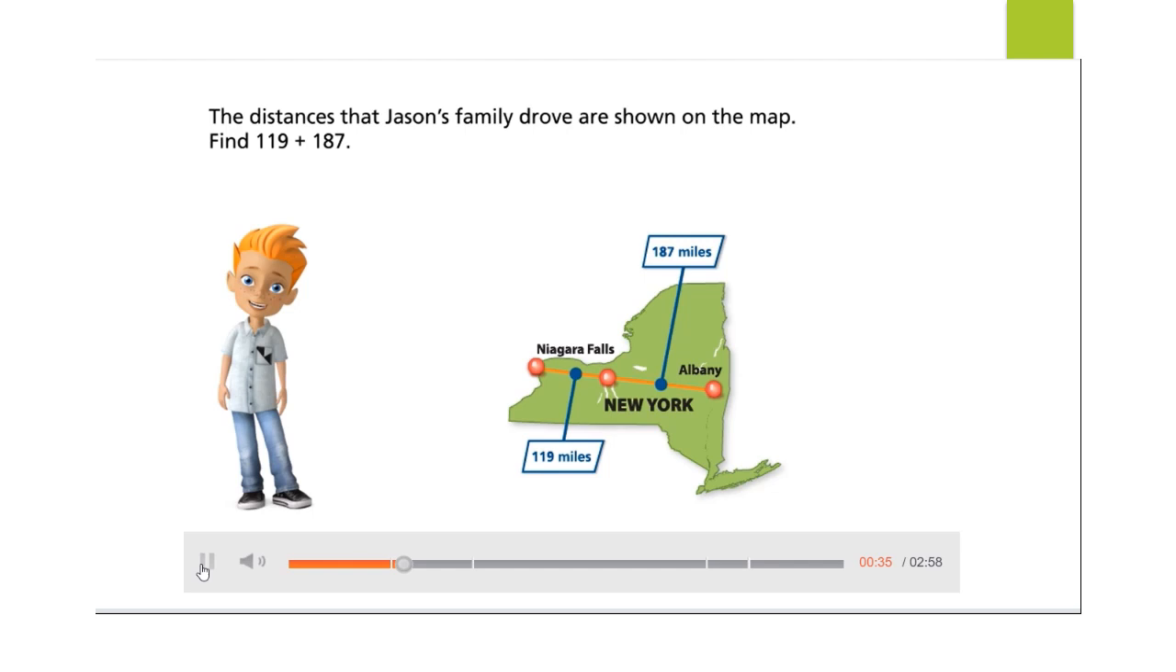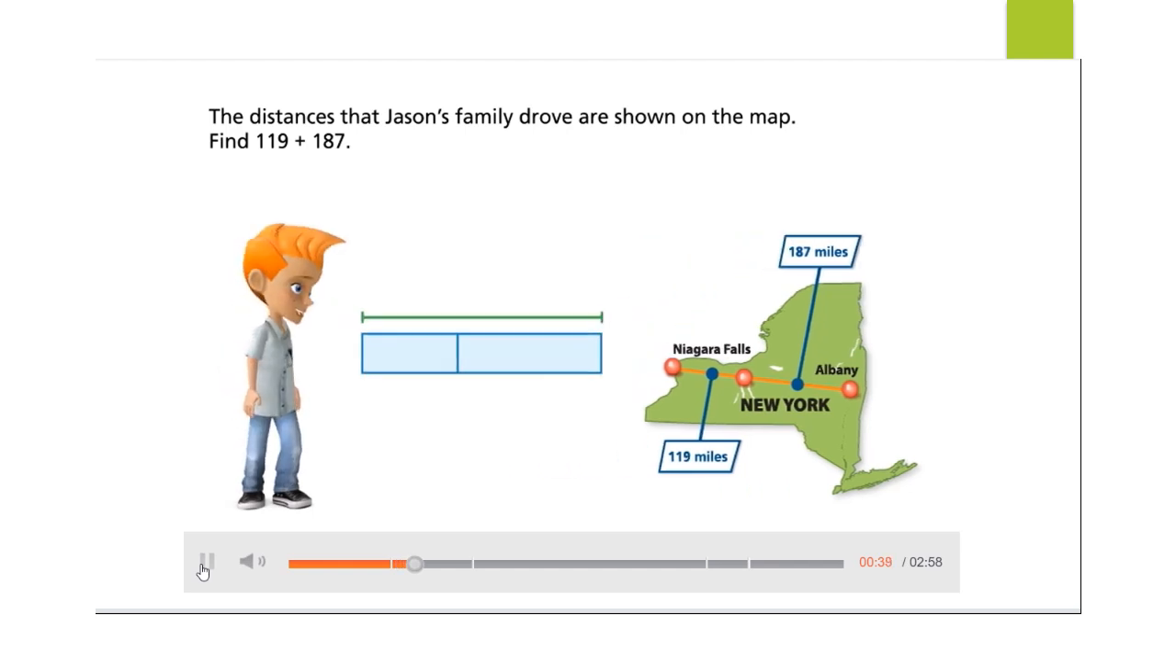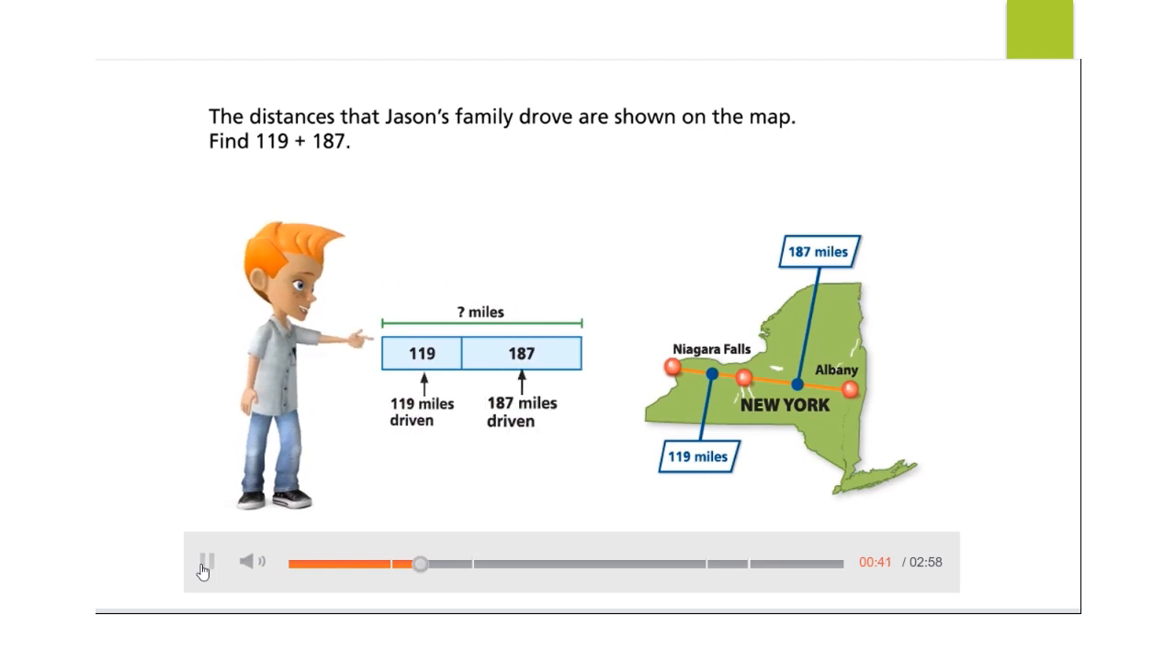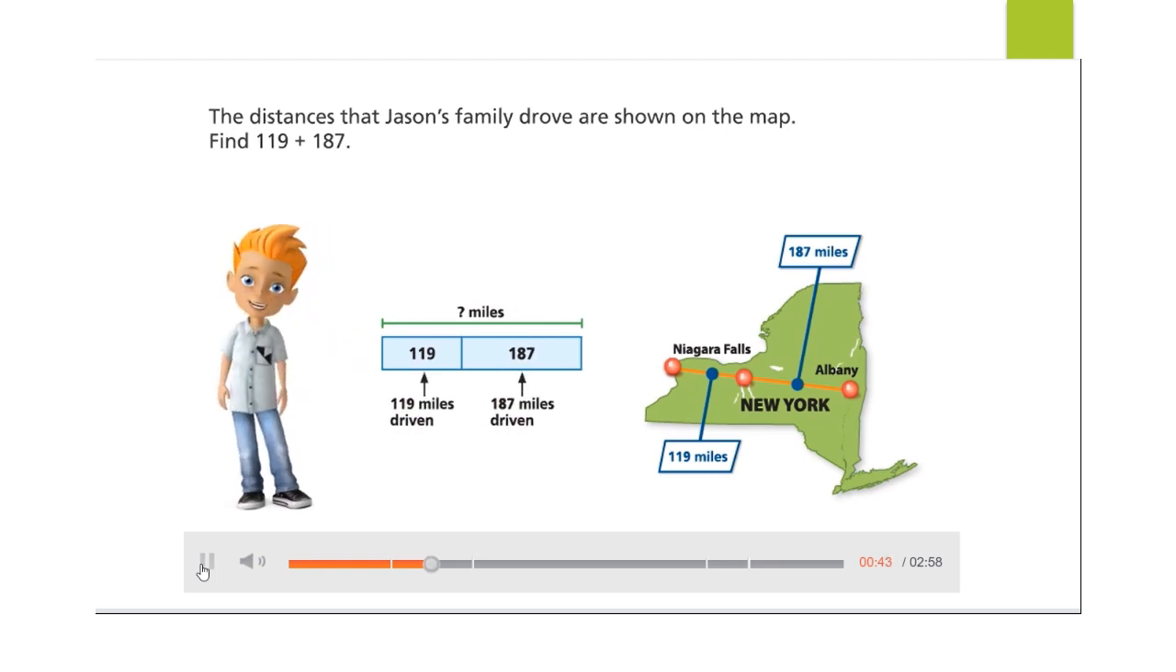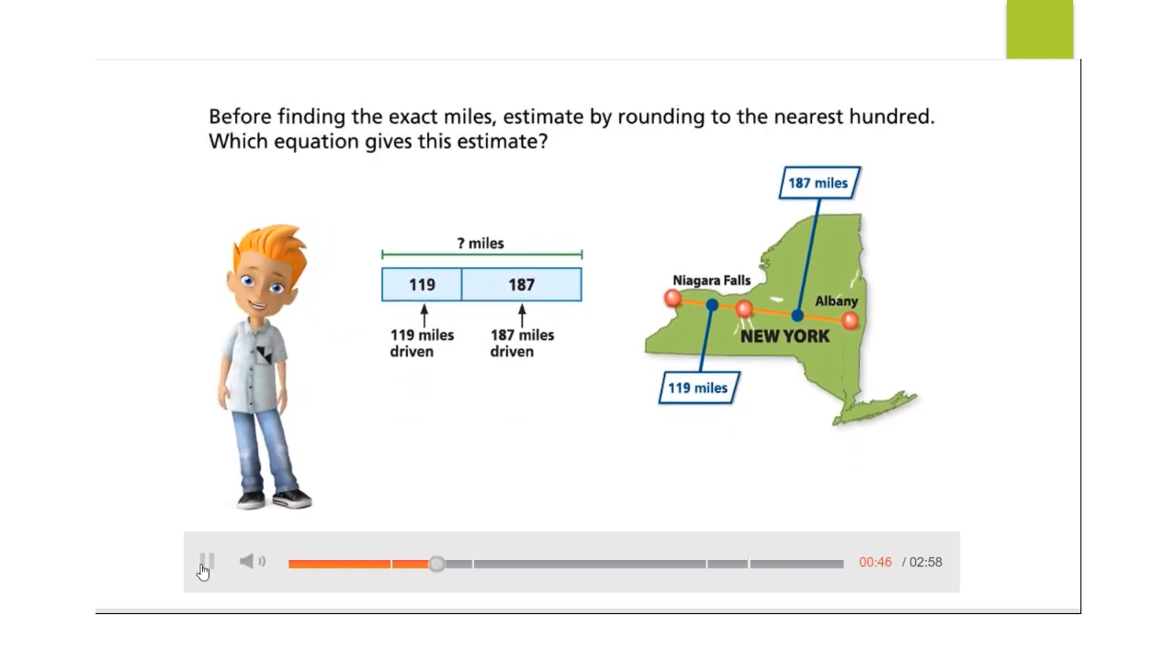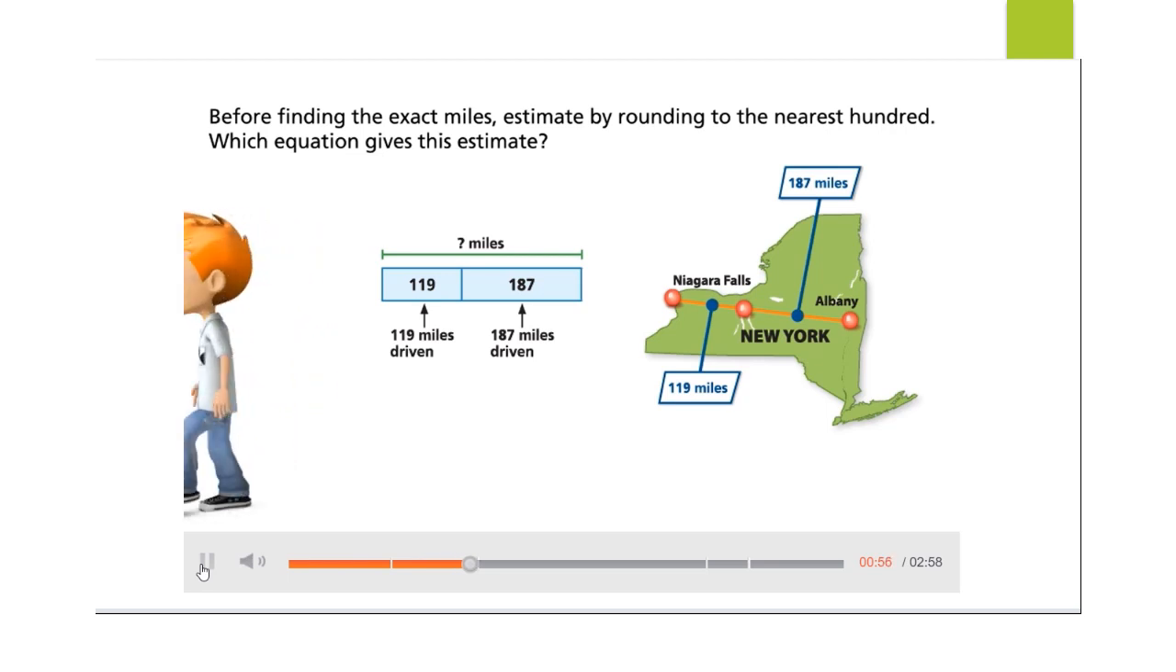The distances that Jason's family drove are shown on the map. Find 119 plus 187. Before finding the exact miles, estimate by rounding to the nearest hundred. An estimate can help you check whether or not your answer is reasonable. Which equation gives this estimate?